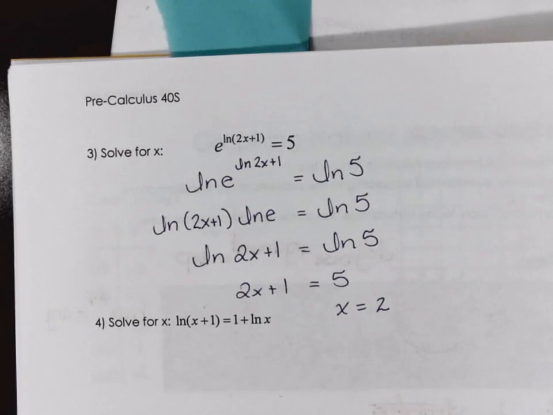So that one, like I said, when you have logs inside of exponential form, it's really unsettling. It just doesn't make a lot of sense. But if you have a base of e somewhere, use a natural log, because you're going to probably end up with an ln e that has a value of 1 that you can get rid of.